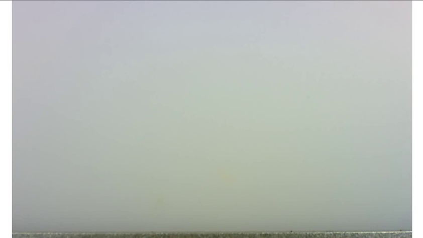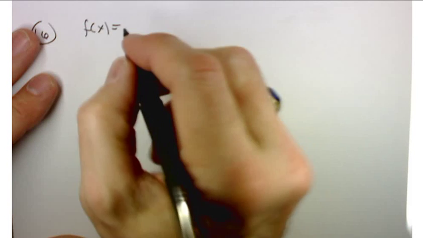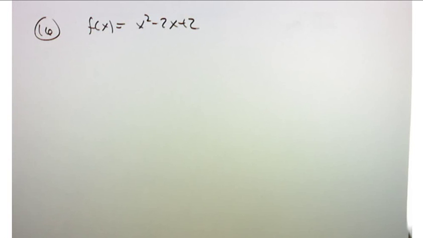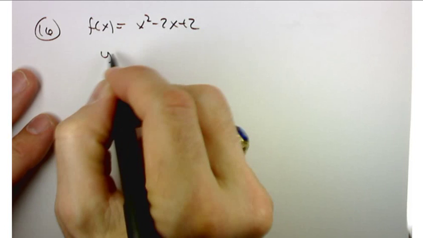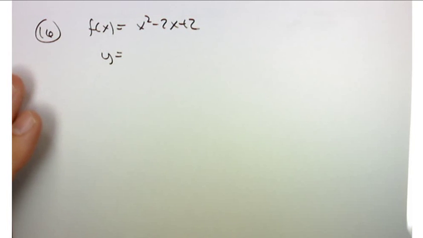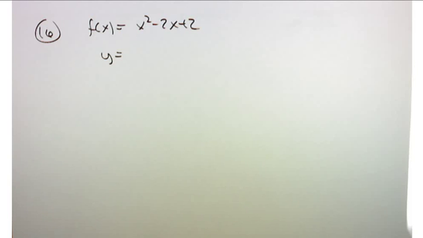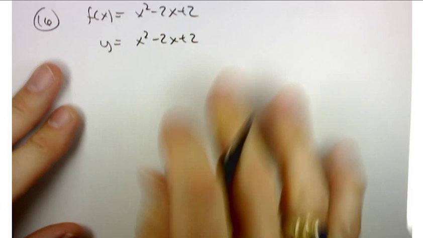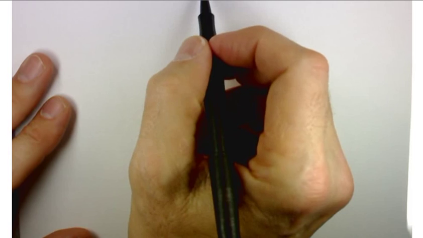So problem 16. f of x is x squared minus 2x plus 2. And let's first put that in so-called standard form. Let me start by replacing f of x by y, just out of convenience. Then we're going to go through a process of completing the square. You might remember this from a previous class. So we have y equals x squared minus 2x plus 2. For convenience, I'm going to throw the 2 on the left-hand side for a second. That constant.